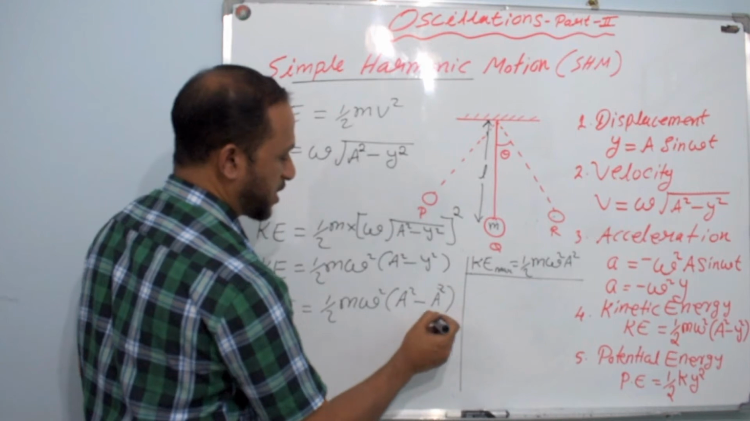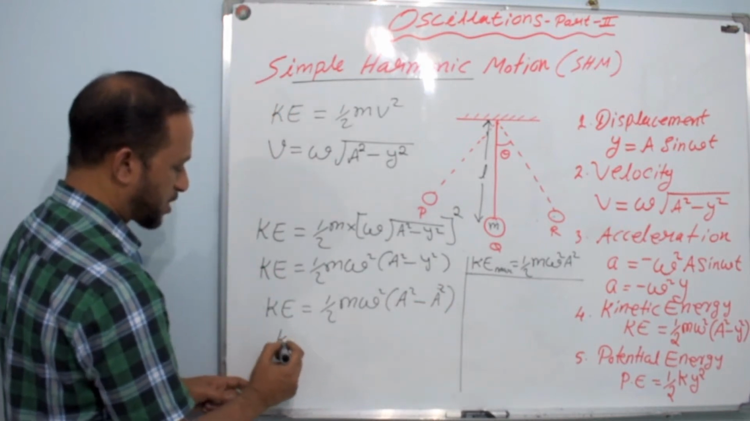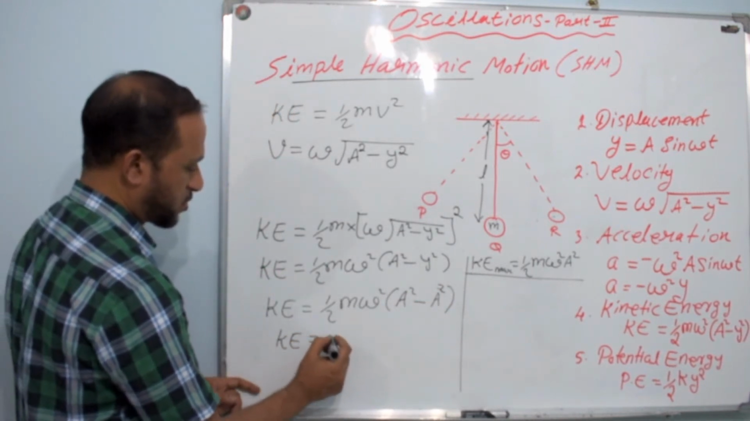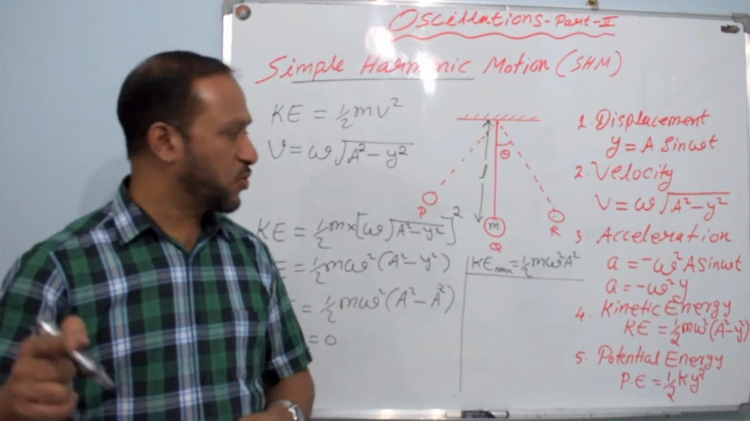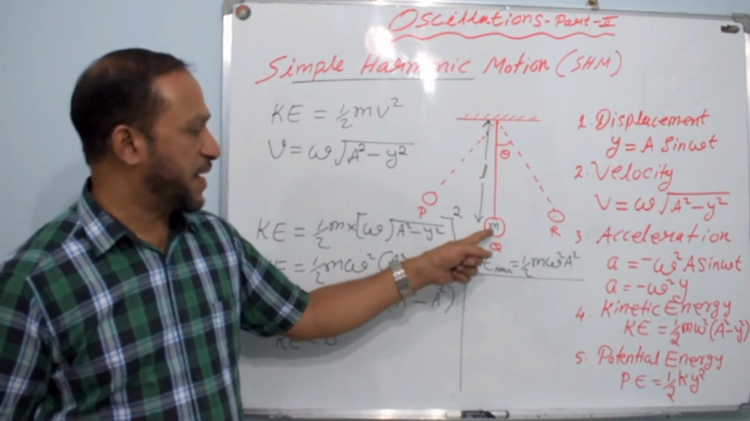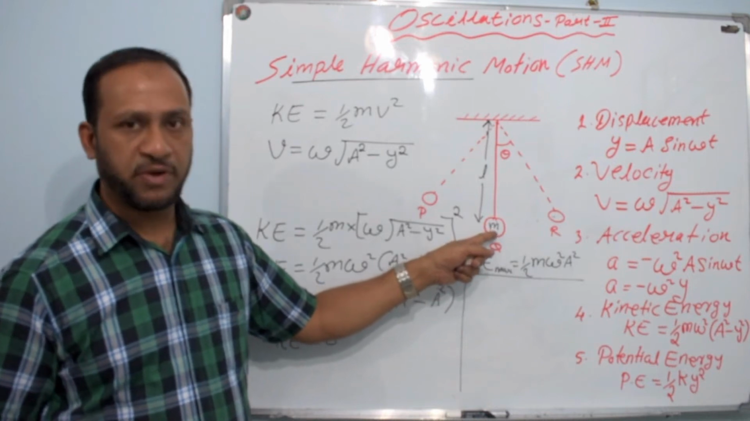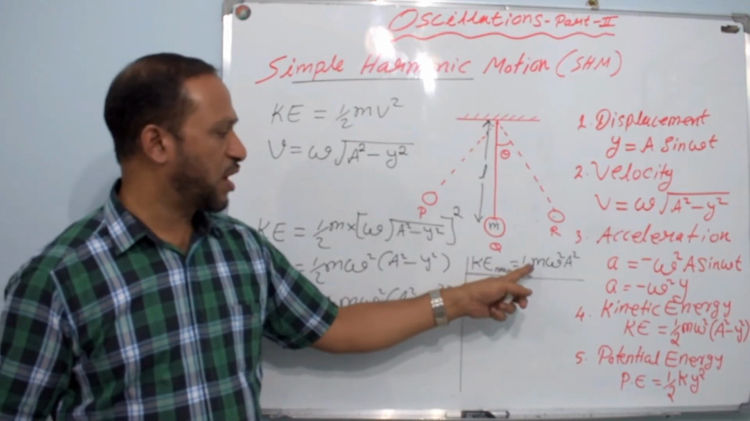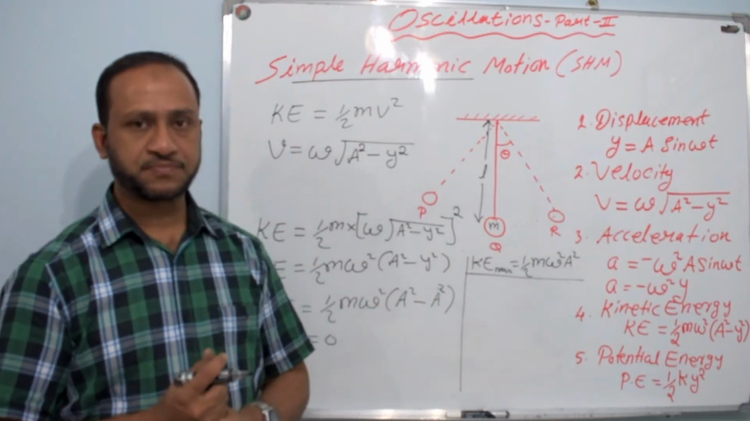So a square minus a square equal to 0 means kinetic energy is equal to 0. Means when a bob is oscillating, when a pendulum is oscillating, its kinetic energy is maximum at the equilibrium point, mean position, that is equal to half m omega square a square.